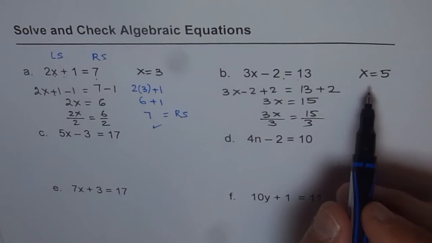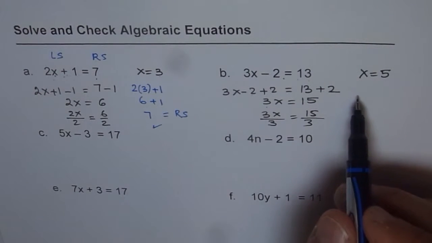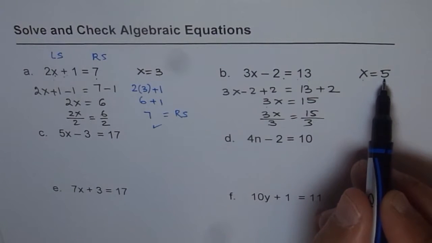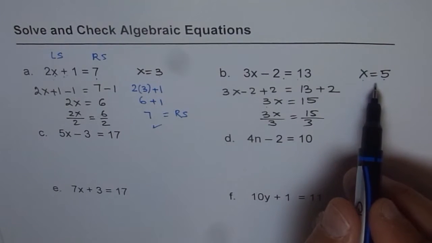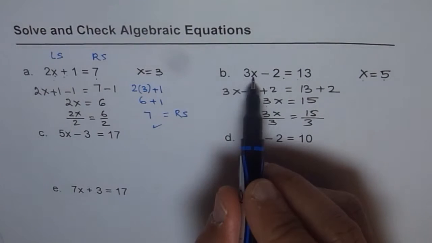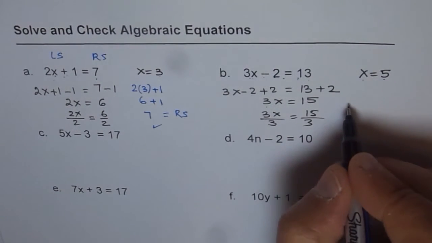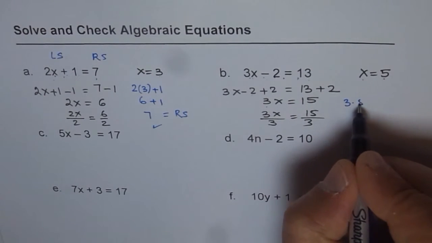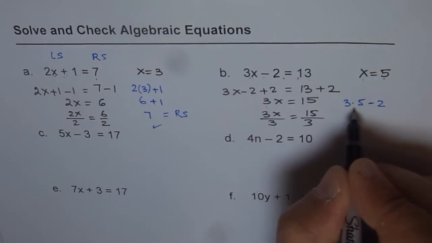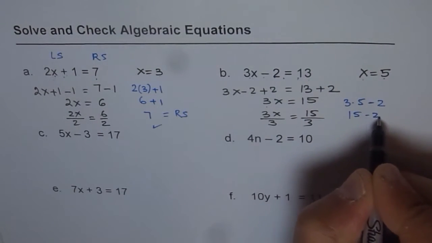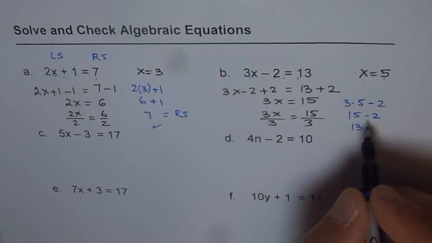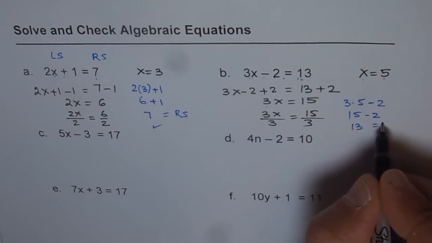Can you help me check part B? We got x equals 5 as our solution. Now let's try to check it. 3 times 5 is how much? 15. 15 minus 2 is 13. So that's correct. So we do 3 times 5 minus 2. 3 times 5 is 15. 15 minus 2, which is 13. That's correct. 13 is the right side, right?